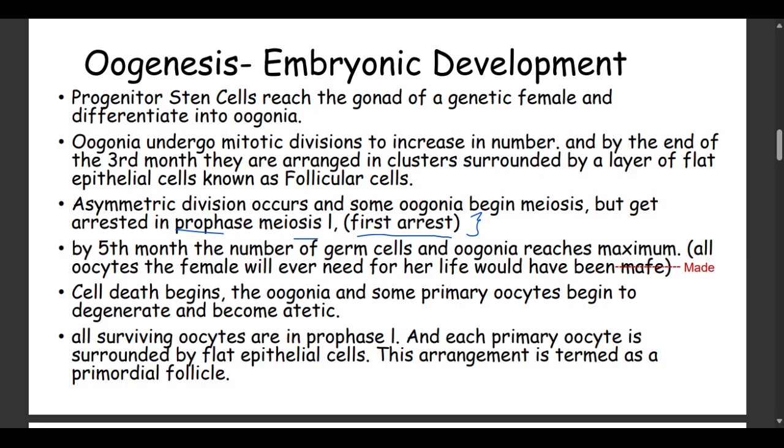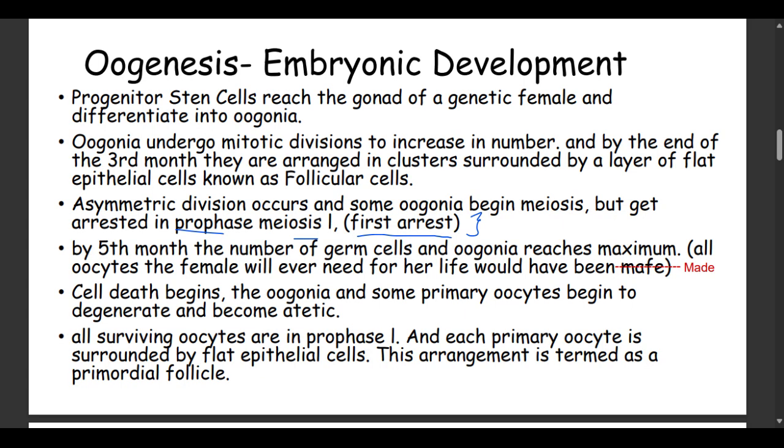Some of them will have to start to degenerate, and that degeneration forms what are known as atretic tissues. Atretic tissues, they degenerate and become atretic in the ovary there. But all of the surrounding oocytes that survive this cell death are in prophase 1. Like we said, the first arrest, they are in prophase 1 and they will remain like that, surrounded by the flat epithelial cells, all the way up to puberty. That's when the other stages are going to continue.